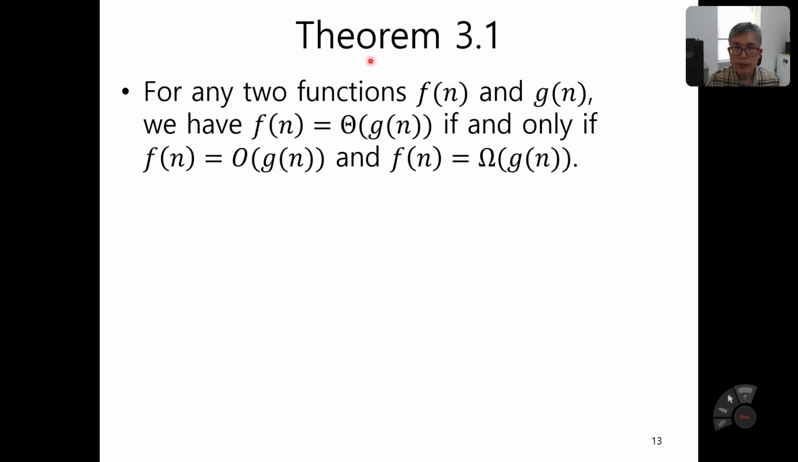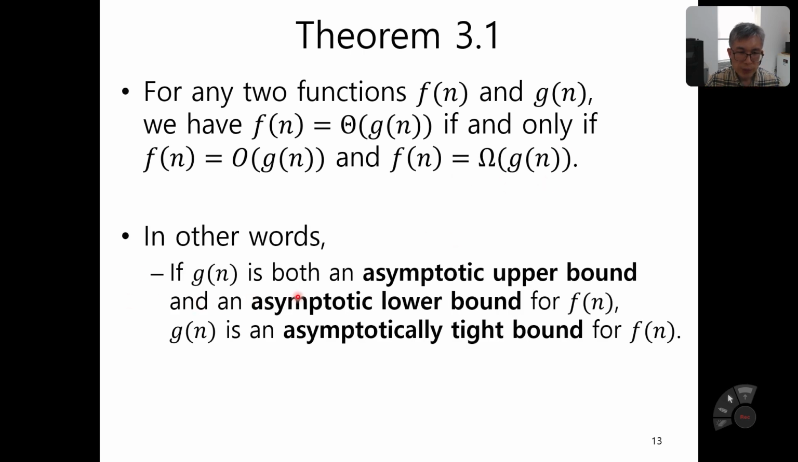We have Theorem 3.1: for any two functions f(n) and g(n), f(n) is in theta of g(n), meaning g(n) is a tight bound, if and only if f(n) is big O of g(n) and f(n) is big omega of g(n). In other words, if g(n) is both an asymptotic upper bound and an asymptotic lower bound for f(n), the asymptotic upper bound is big O and the asymptotic lower bound is big omega. In both cases, g(n) is an asymptotically tight bound for f(n).